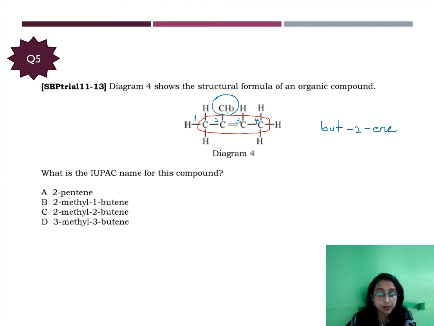right? And where's the location of the attached group? At carbon number 2. So it's going to be 2-methylbut-2-ene.